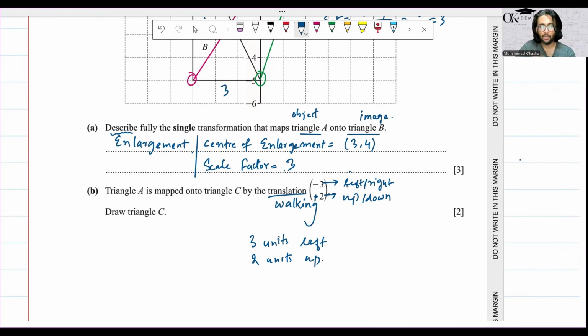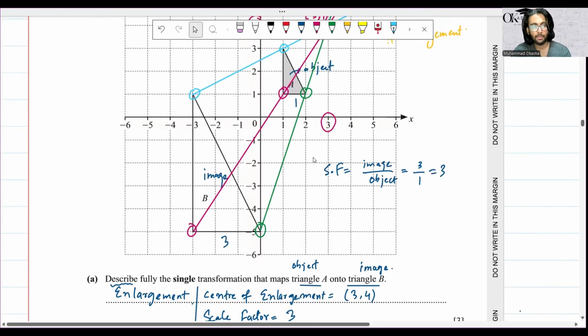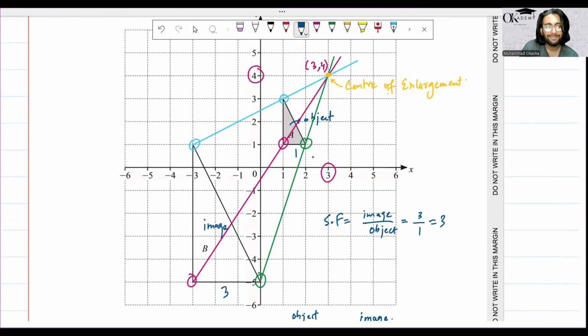3 left, 2 up. It's a note to self because I keep forgetting. So 3 left, 2 up. You take every corner, right? Should I take these lines off? I feel like they're bothering me a bit. Okay, I'll keep them if you would say so. 3 left, 2 up. I'll take every single point and move it 3 left, 2 up.